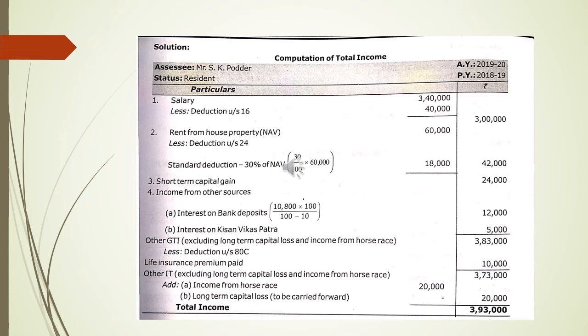And long-term capital loss will not be shown here because the loss has to be carried forward. It will be allowed to carry forward for 8 years, for future 8 years period. So only 20,000 will be added back. So your total taxable income stands at 3,93,000.